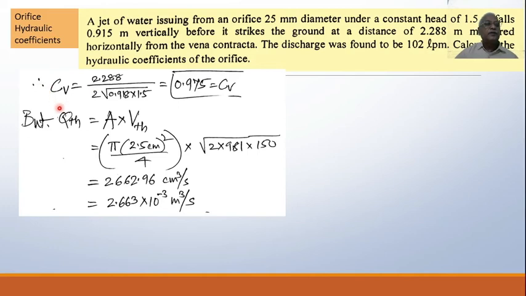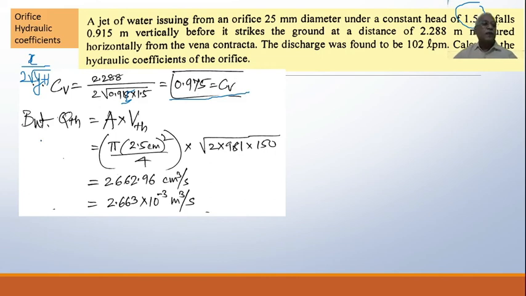So here CV, coefficient of velocity, if you remember the equation, is given by x divided by 2 root YH. Y is the fall of the jet, H is the head over the orifice. So as given 0.915, I have made a mistake here, 0.918 I have taken, anyway 0.915, H head is given as 1.5. Substituting, I get CV as 0.975.